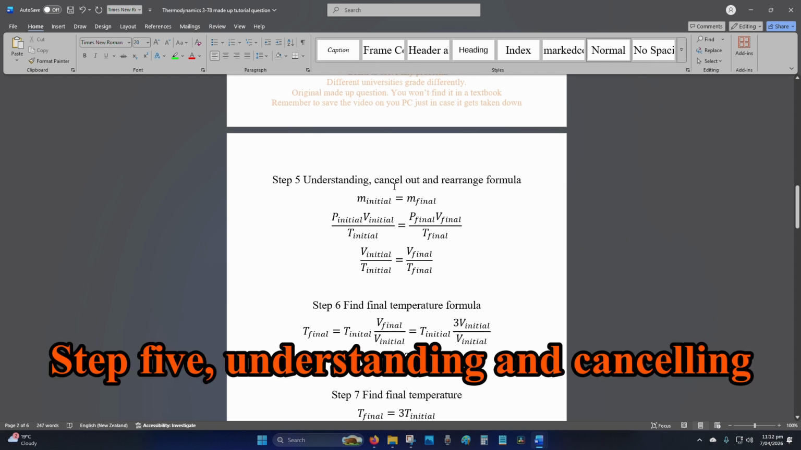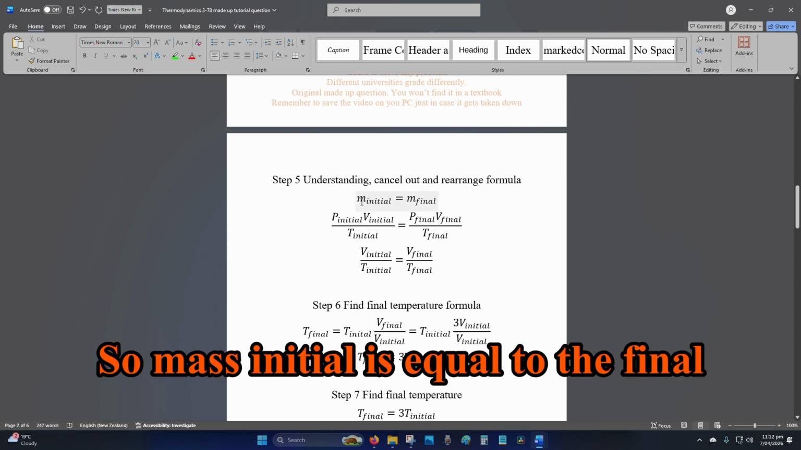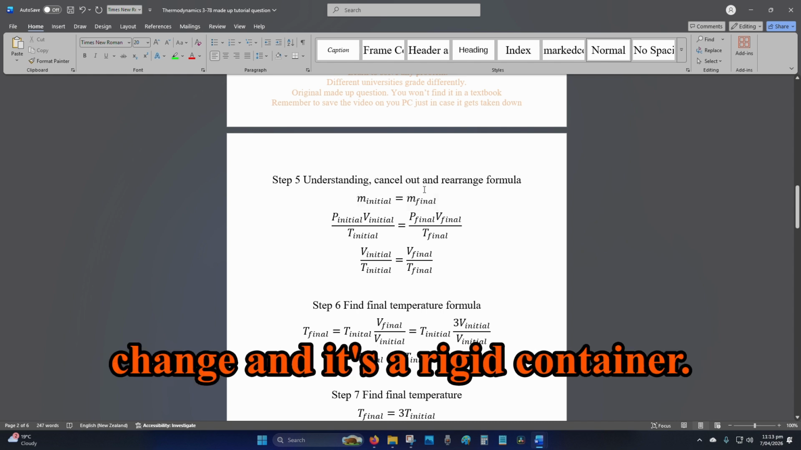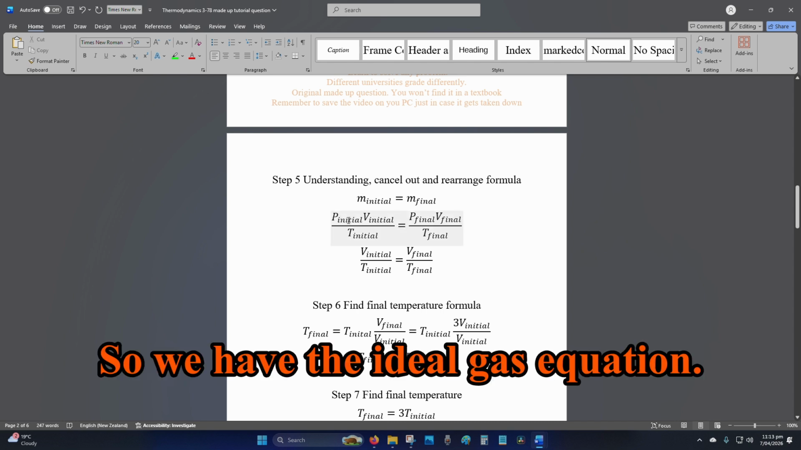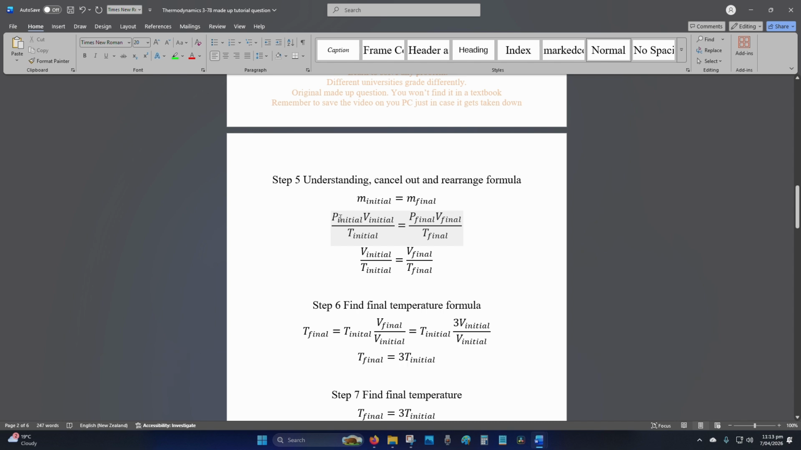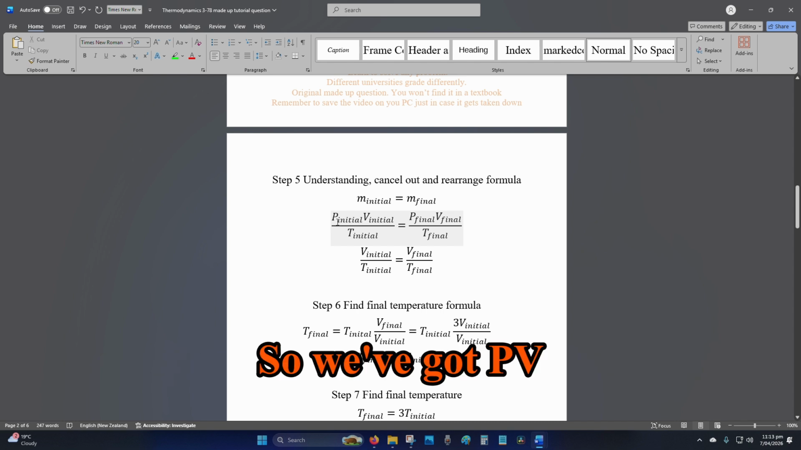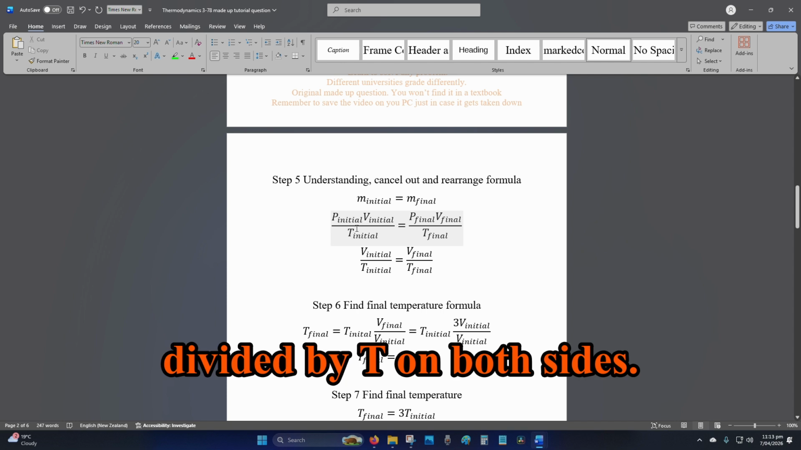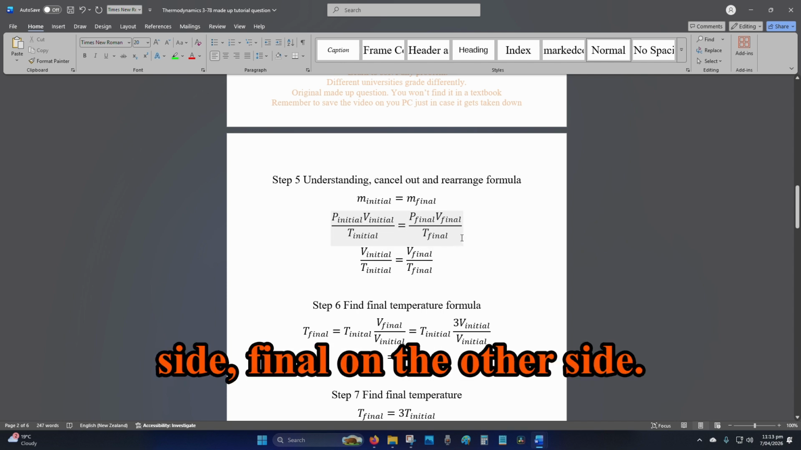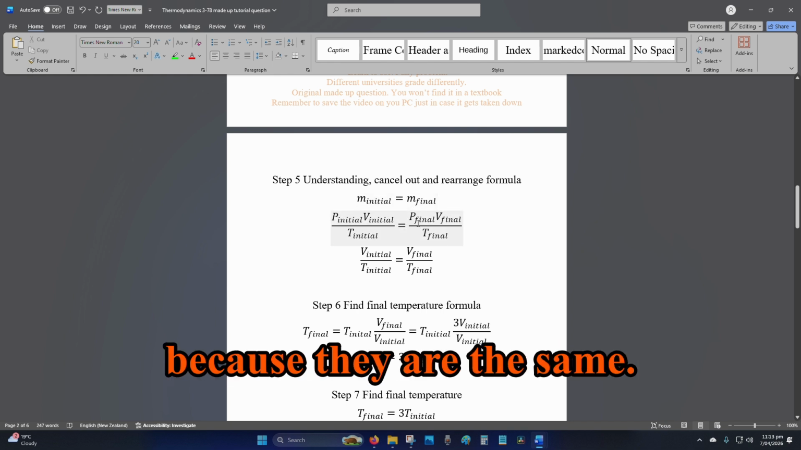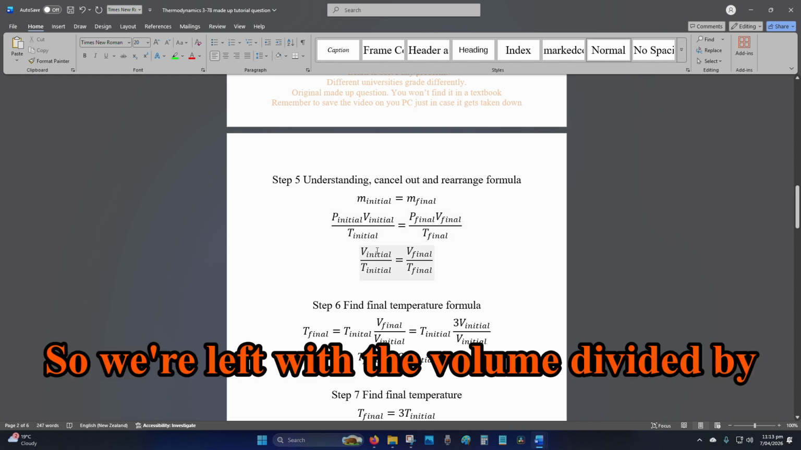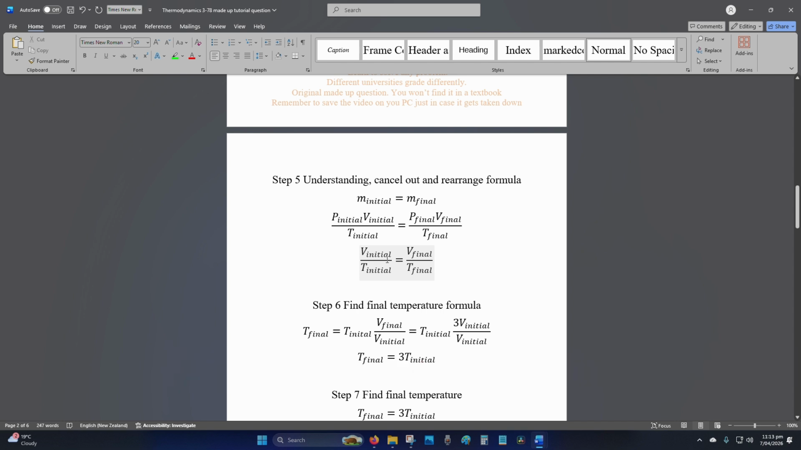Step 5, understanding and cancelling out the rearranged formula. So mass initial is equal to the final mass because there is no change and it's a rigid container. So we have the ideal gas equation. We've got PV divided by T on both sides, initial on one side, final on the other side. Pressure can cancel out because they are the same. So we're left with the volume divided by temperature on both sides.